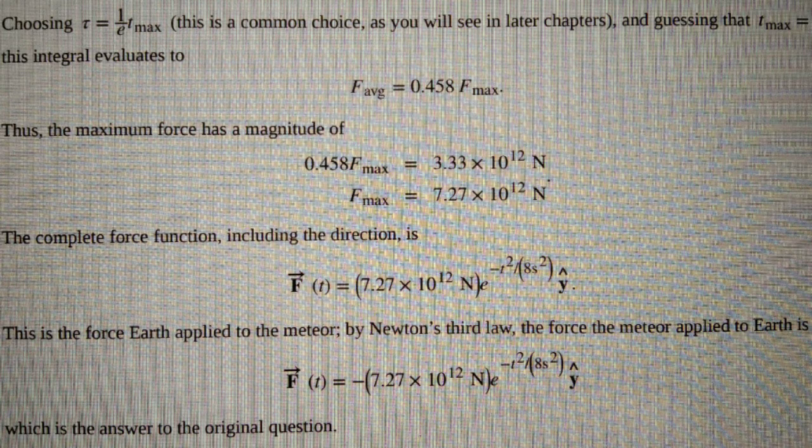Thus, the maximum force has a magnitude of 7.27 times 10 to the 12 power newtons. The complete force function, including the direction, is this. This is the force Earth applied to the meteor. By Newton's third law, this is the force the meteor applied to Earth, which is the answer to the original question.